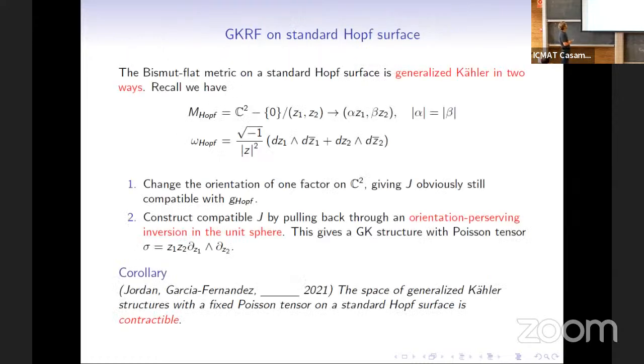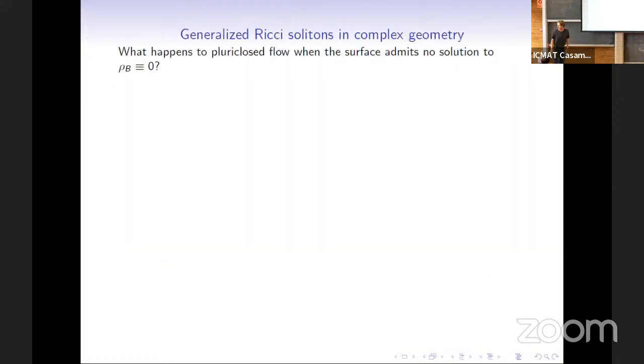Okay, so now I want to turn to discussing the solitons a little bit. We discussed these last time. So what might we expect happens in this pluriclosed flow, or generalized Kähler-Ricci flow or whatever, when the surface has no solution to rho B equals 0? And we just saw this is the general case, in fact, right?